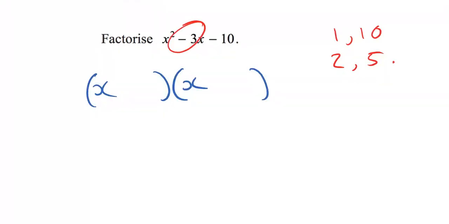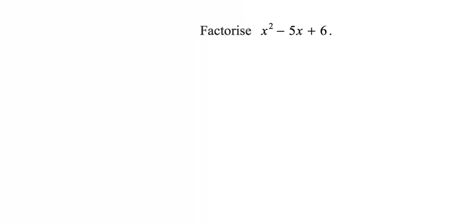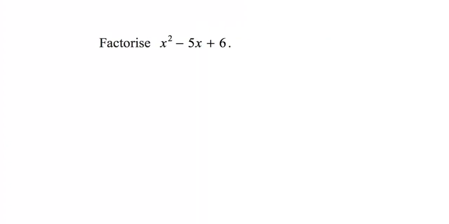And look, they've got to add to minus 3. And by thinking about it in those terms, we're going to jump in to the 2 and the 5. It is going to have to be a positive 2 and a negative 5. They're going to multiply to make minus 10. They're going to add to make minus 3. Okay, so let's just do one more of these. So again, we've got no number in front of the x squared, so that means we can jump straight to this.